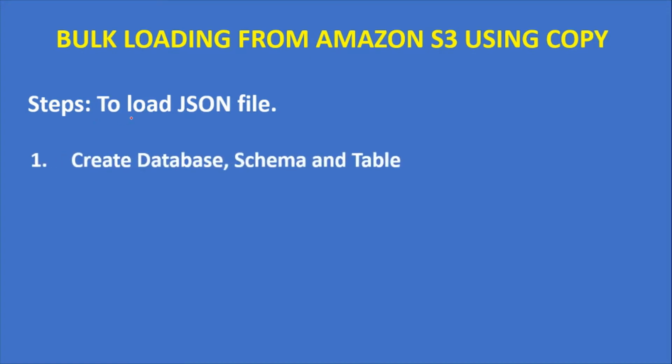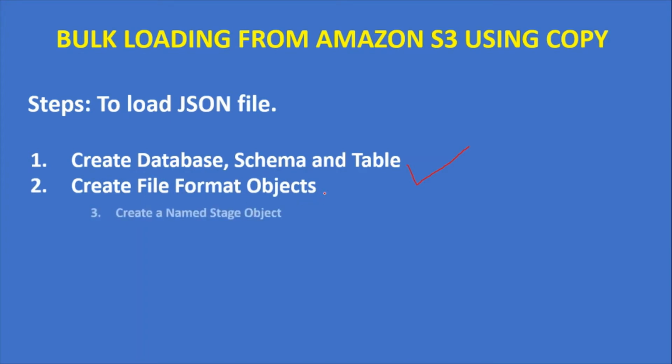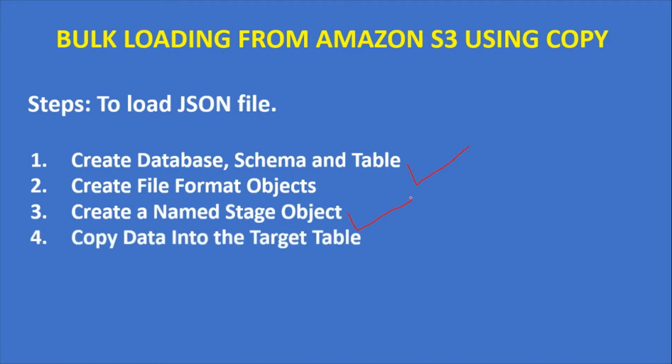Here are the steps. The first step, I am going to create a database, schema and JSON table. Second, create a file format object. Third, create a named stage object, and fourth step, copy data into target table. Here the target table is our JSON type table. It's not a relational data table.